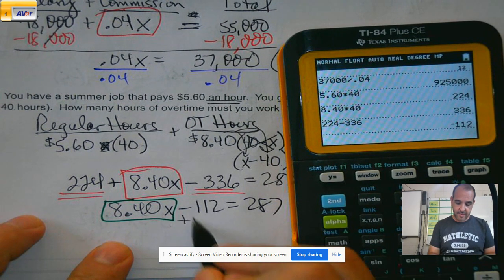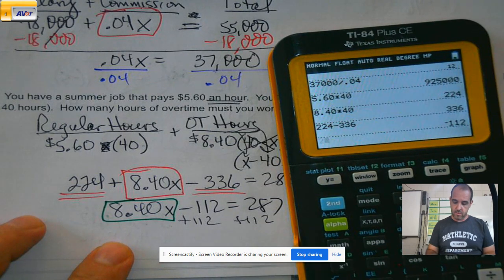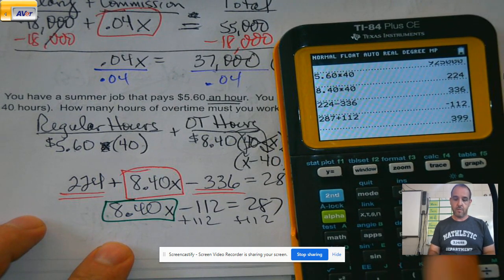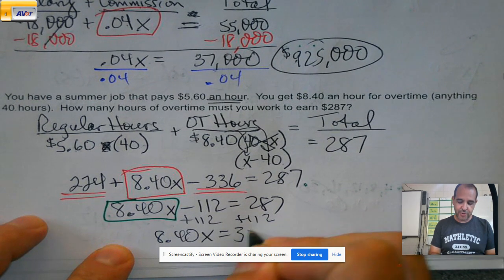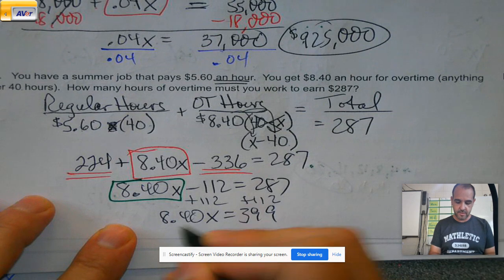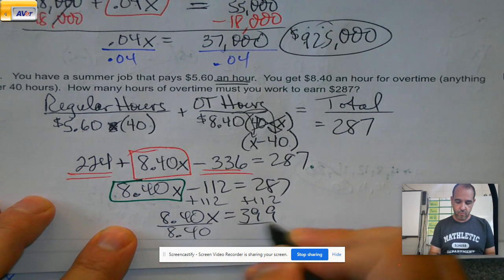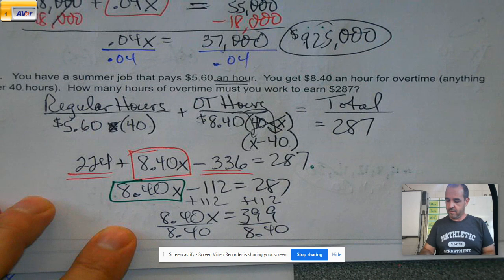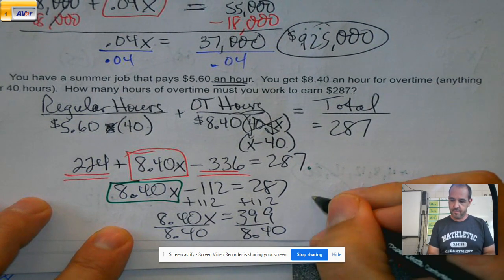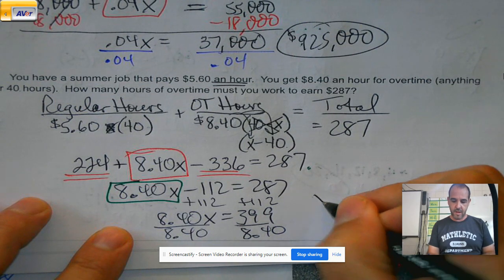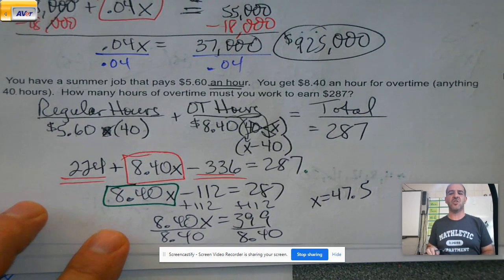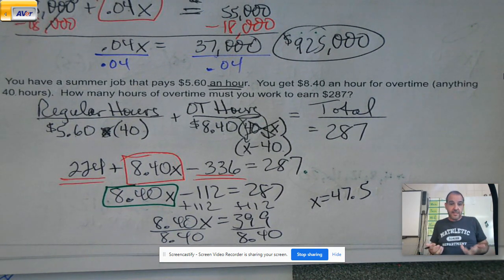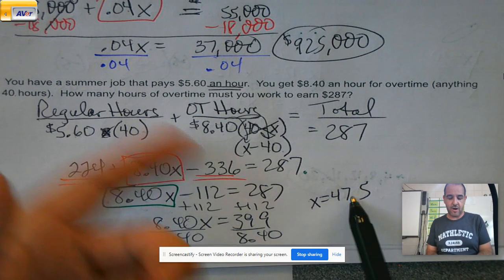We're going to add the 112. 399. It's going to run us into another issue here in a minute, but we got this. We can tackle these. And divide by 8.40. Now let's see what we end up with here. You're like, okay, Hardy, I got a decimal. Now, x equals 47.5. Now, be careful, because we are so used to x being the answer we want. Oh, so I worked 47.5 hours of overtime.